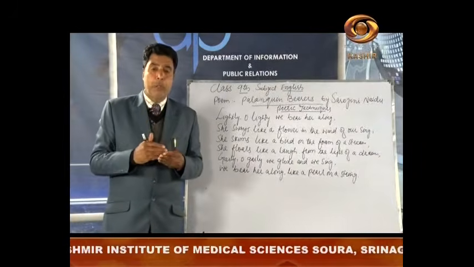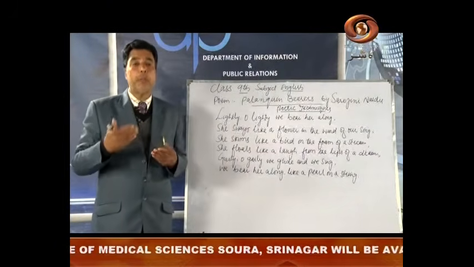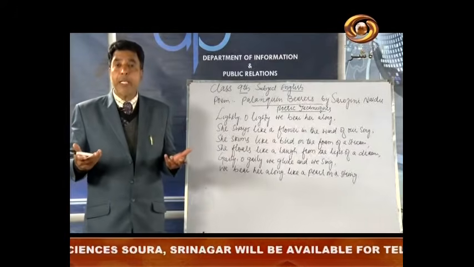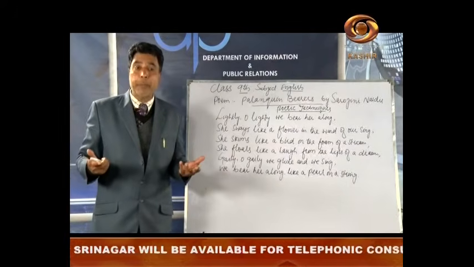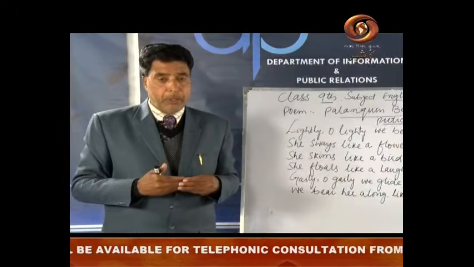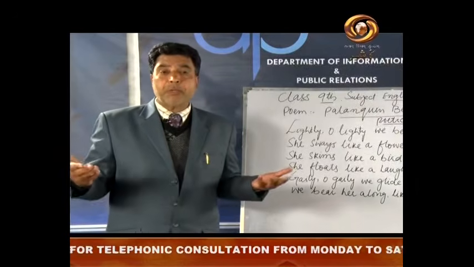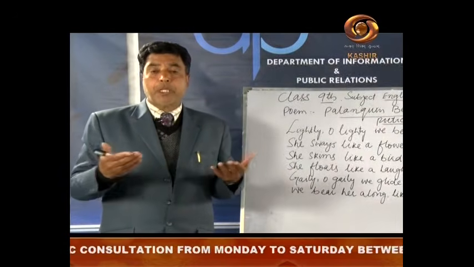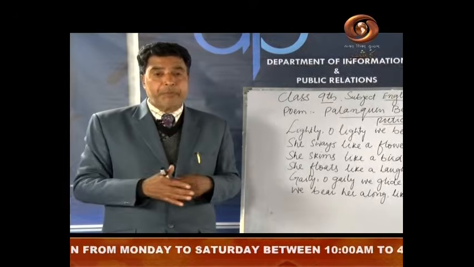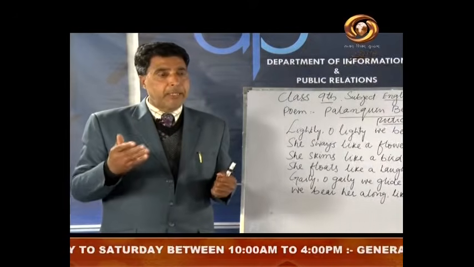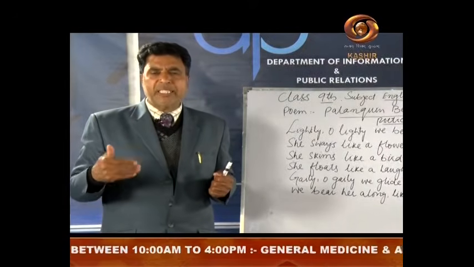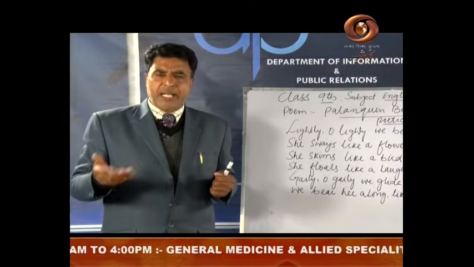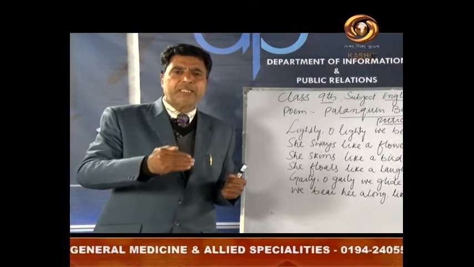And you know, before I recite the poem, there are some very important things that you have to keep in mind regarding poetry. As in Urdu, we have different kinds of poetry. For example, ghazal is there, nazm is there, rubai, kasida, marsiya, etc. Same is the case in English.